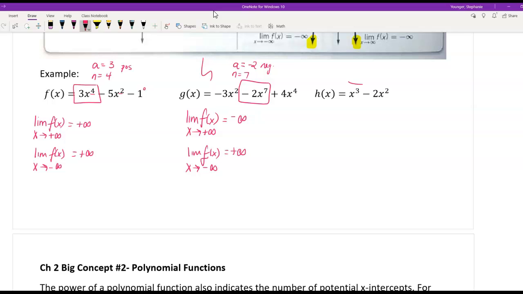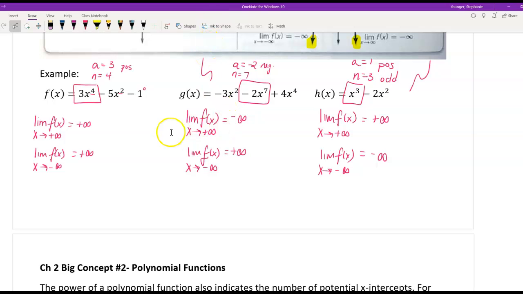All right, so now looking at this one here is our leading term. We have an a of 1, which is positive, and we have an n of 3, which is odd. So now I know it's going to be that cubic shape again, but it's in the correct direction. So the limit of f of x as x approaches positive infinity equals positive infinity, and the limit of f of x as x approaches negative infinity is going to be negative infinity. So it's all about committing those generalized shapes to your brain and using these rules to help do a quick and dirty end behavior analysis.